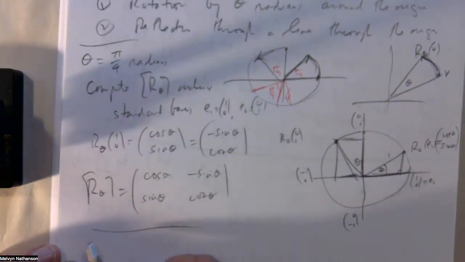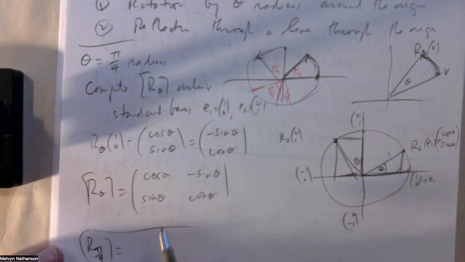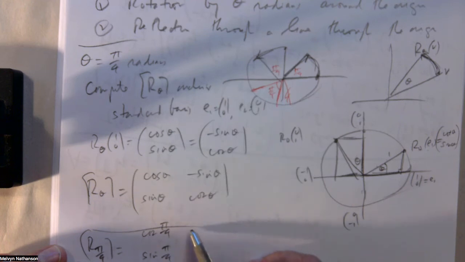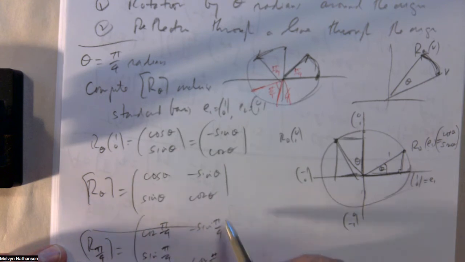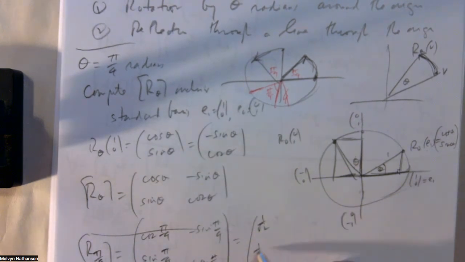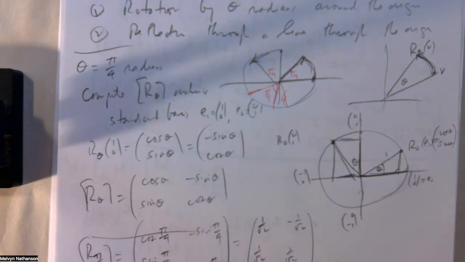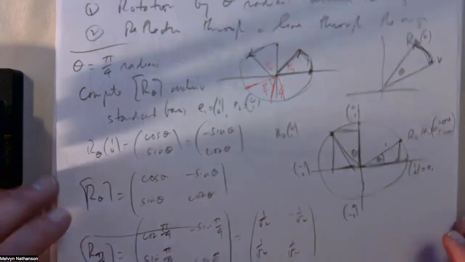So for example, if you take theta equal to pi over 4, what is the matrix for rotation by pi over 4? Cosine pi over 4, sine pi over 4, minus sine of pi over 4, cosine pi over 4. You're expected to know sines and cosines of things like pi over 3, pi over 4, pi over 6, pi over 2. This is 1 over root 2, 1 over root 2, minus 1 over root 2, 1 over root 2. That's the matrix for a rotation by angle pi over 4.